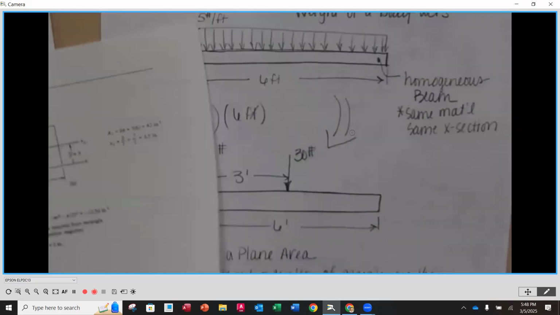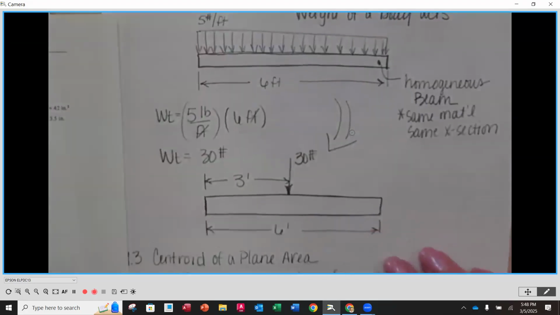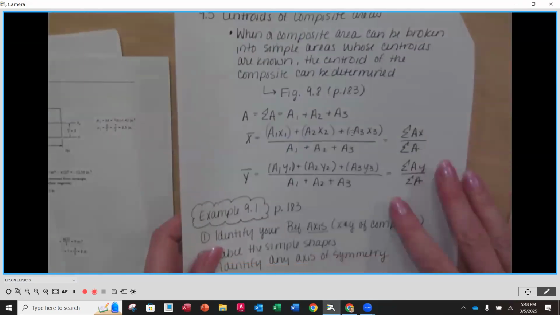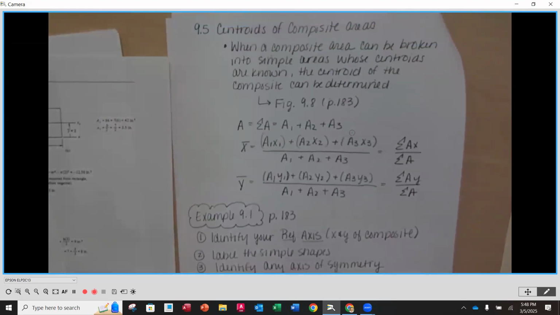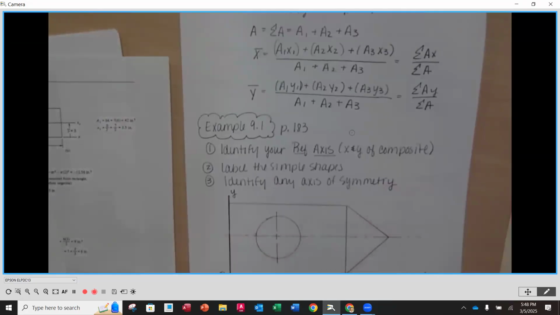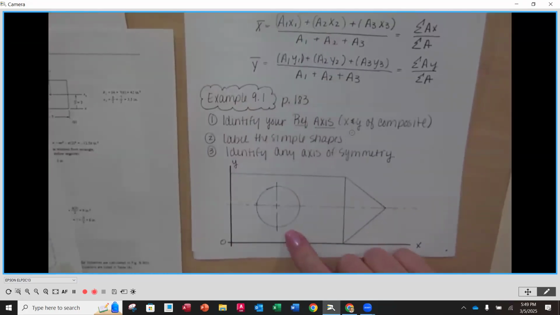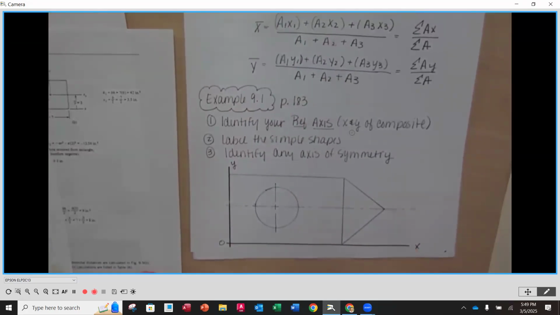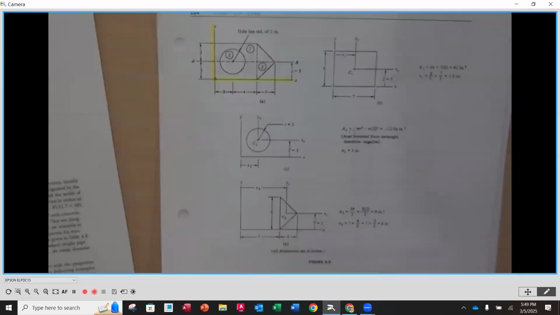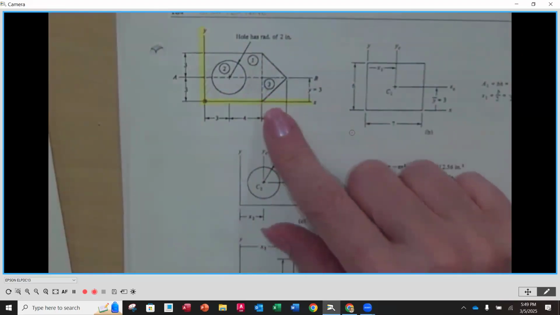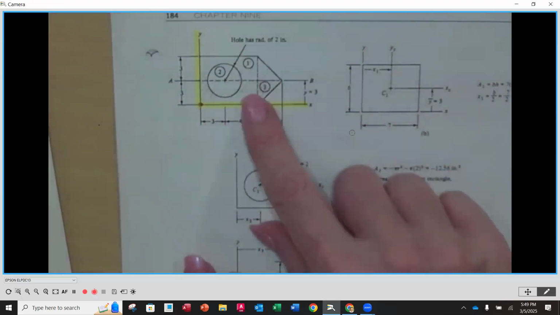So the first example that we're going to be looking at here, I'm going to turn the page, is going to be example number 9.1. Now, in example number 9.1, we are going to be finding the centroid for the composite shape that we have here. And if we look at page 184 in that handout, the original figure is right up here in the corner. And what we want to find is, where is the centroid of this composite shape?